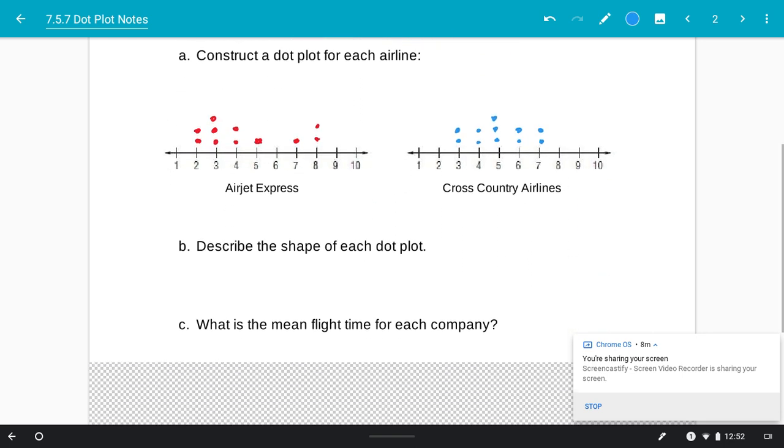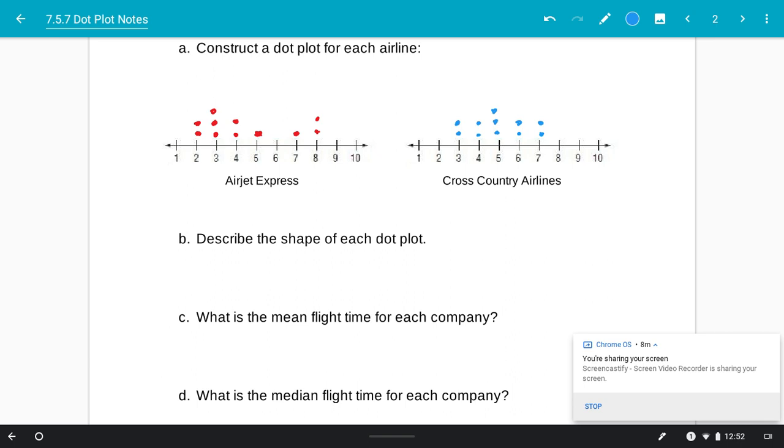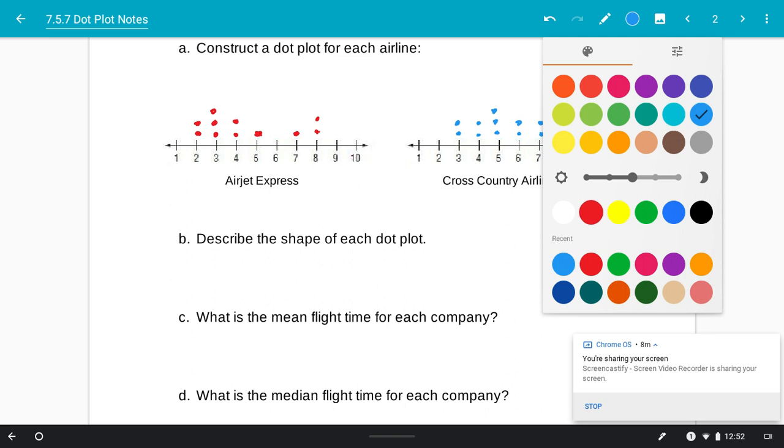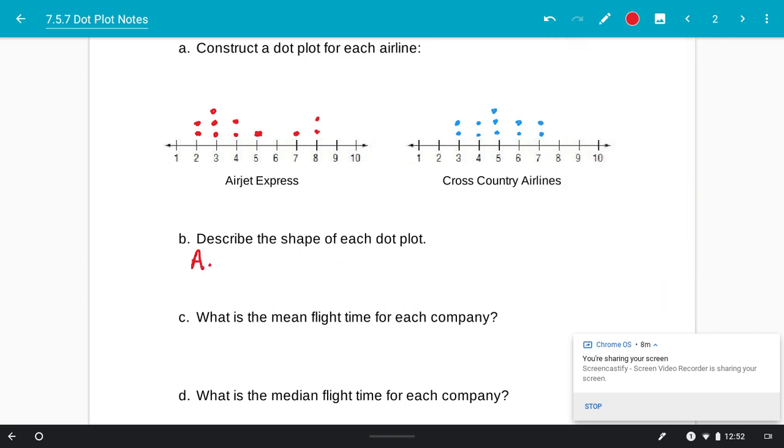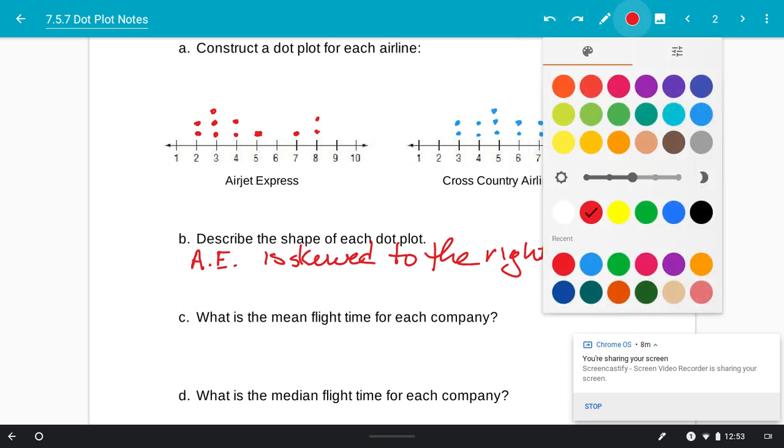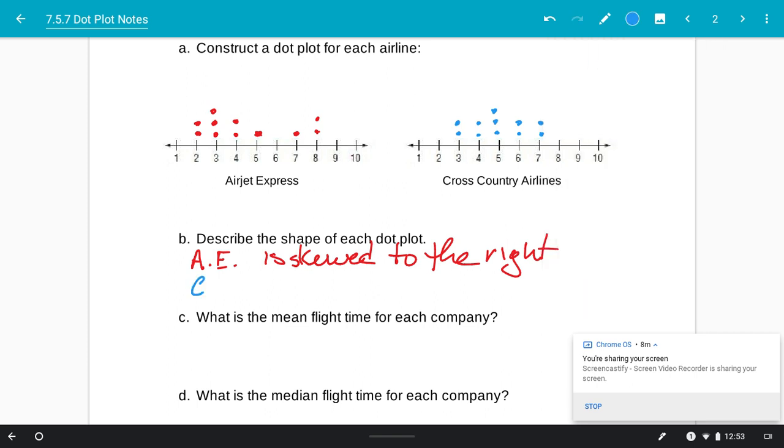Okay, so we've created our dot plots. Now we want to describe the shape of each dot plot. So looking at Airjet Express, so this is our red one. So we would say, I'm going to use Airjet Express, I'm going to abbreviate here, is skewed to the right because we have the majority of our data here and then we're pulled off a tail to the right. I can also talk about Cross Country Airlines, and this one is really nice, and this one is definitely symmetric.